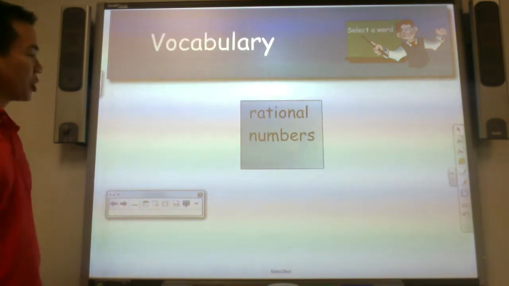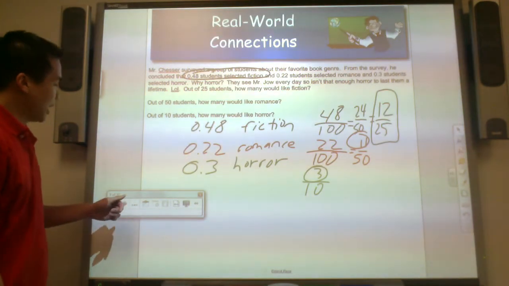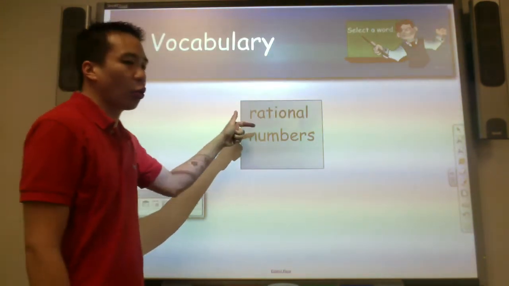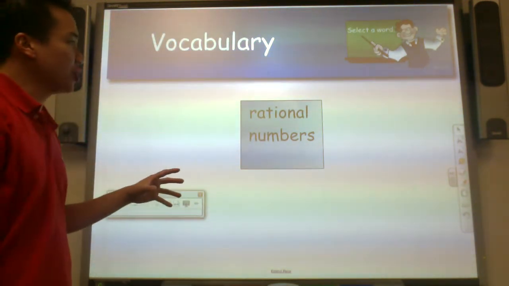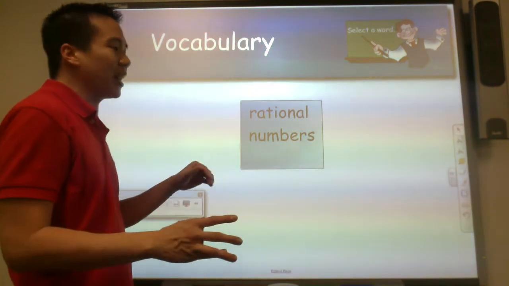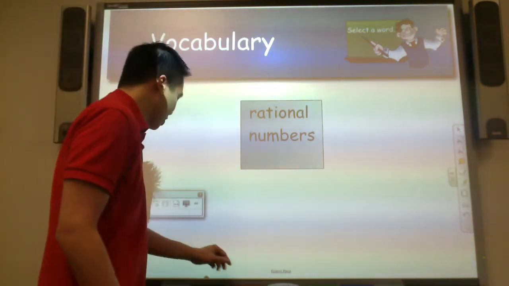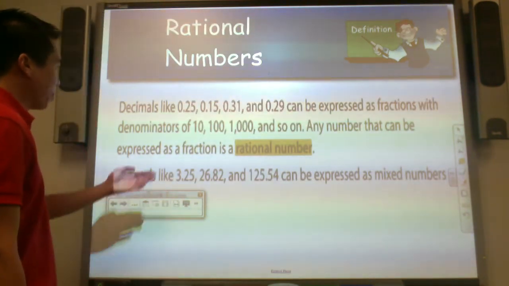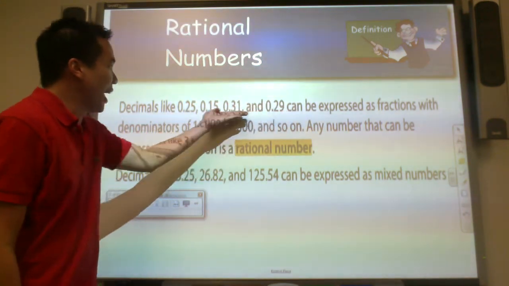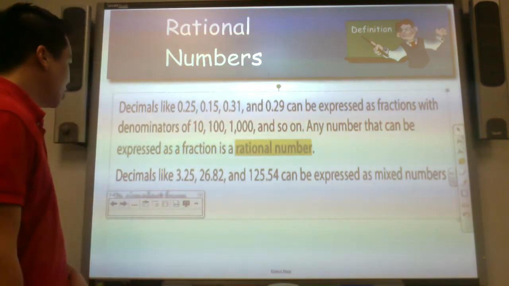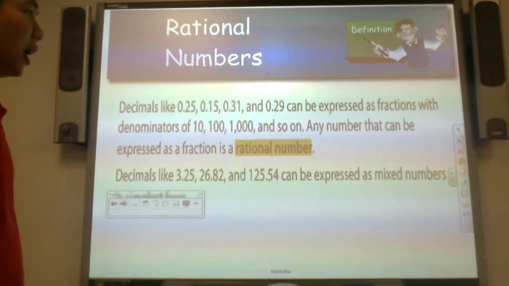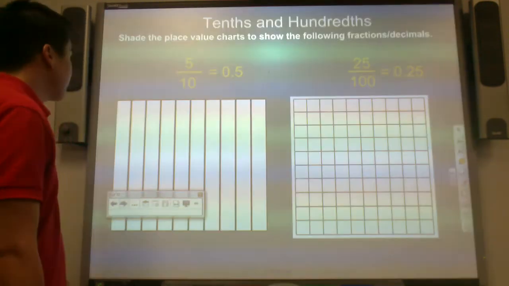So what we're going to be focusing on is decimals and fractions. Decimal fractions are rational numbers. We're going to have a whole study over rationals soon. Rational numbers are any numbers that can be written as a fraction. For example, every decimal has a place value, like hundredths, and you can write it as a fraction. Hence, they are rational numbers.